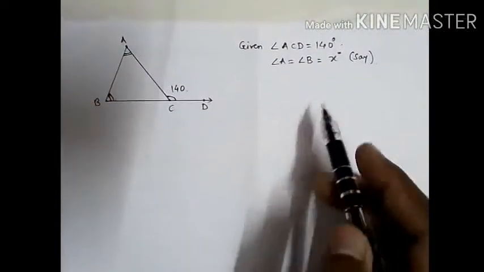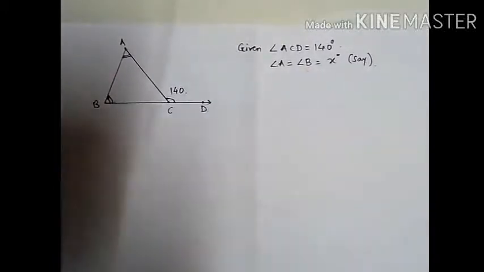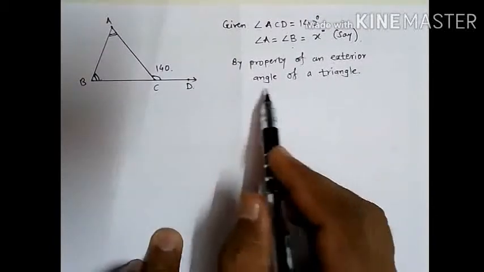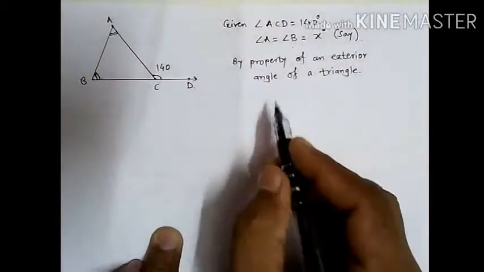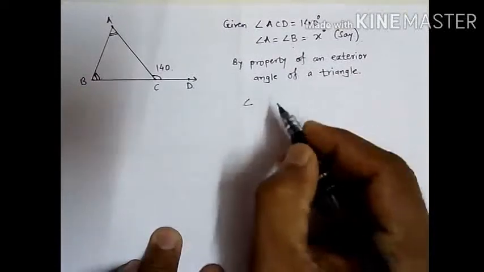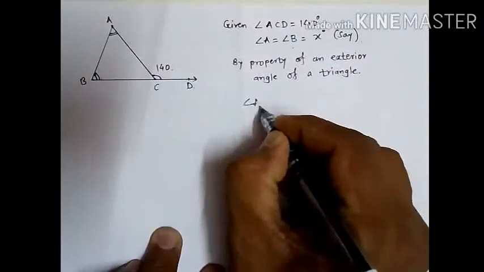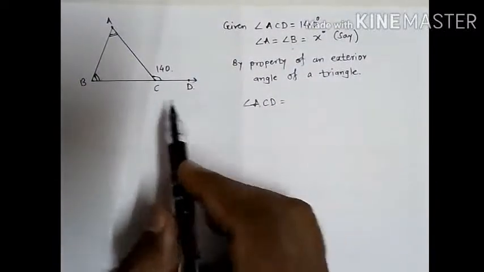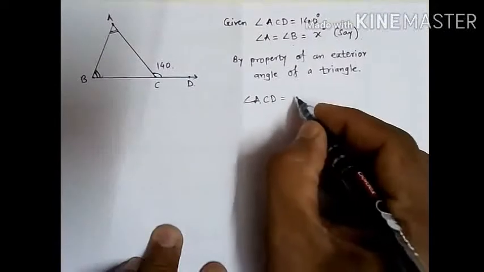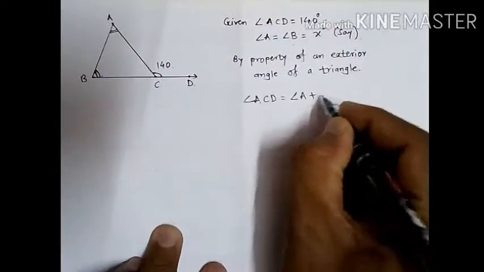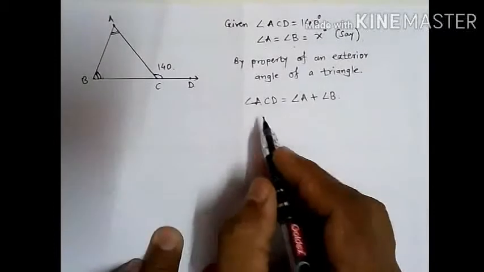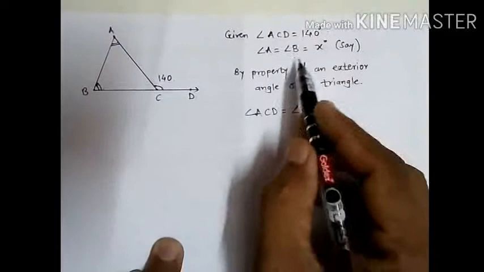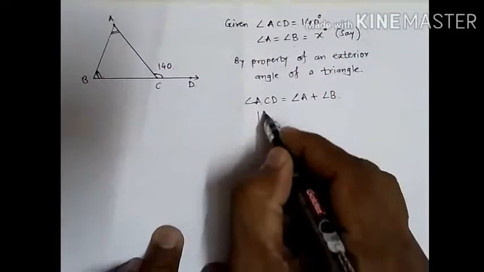Now apply the exterior angle theorem, the property of an exterior angle of a triangle. Therefore the measure of the exterior angle of a triangle, that is ACD, is equal to the sum of the measures of its remote interior angles, that is angle A plus angle B. Put these values, angle ACD, angle A and angle B. We know that angle ACD is equal to 140 degrees.